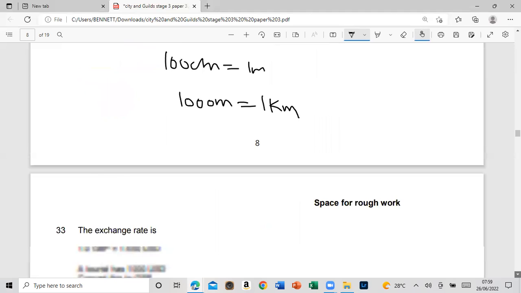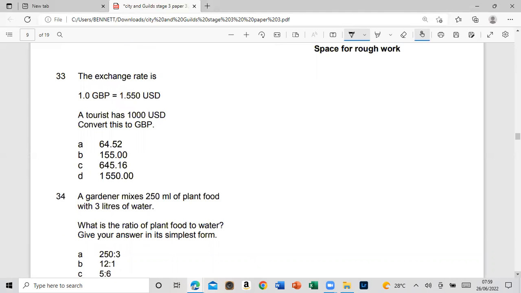So you guys have to know them. Same thing with liters: 1,000 milliliters makes 1 liter. Remember, kilo.